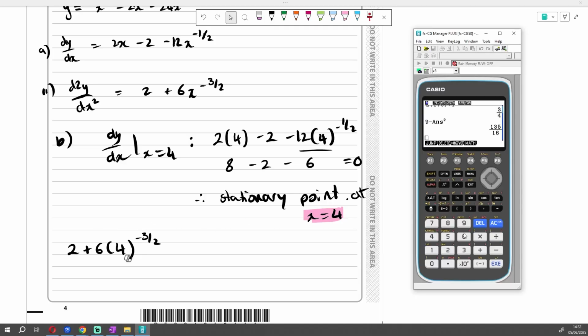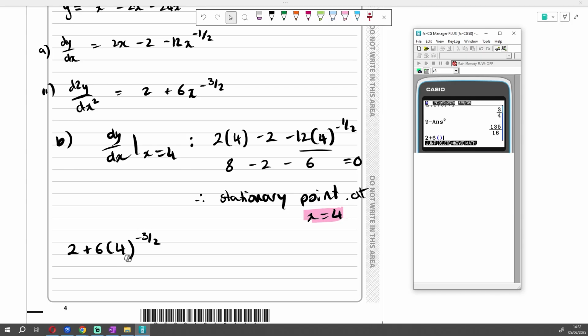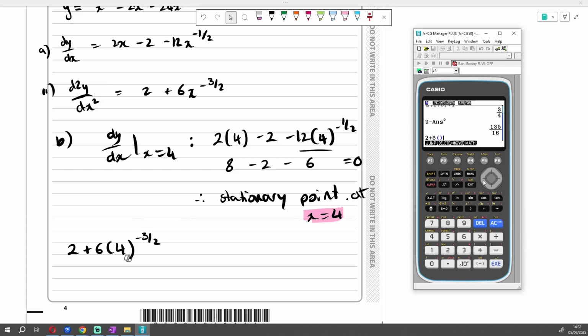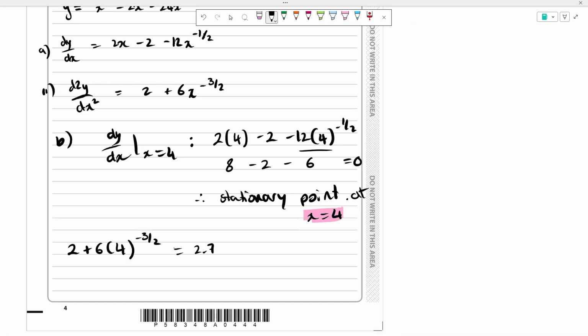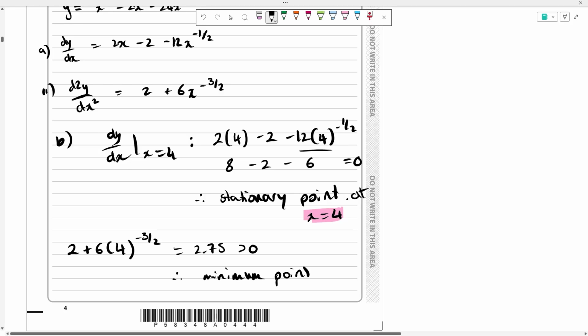I'm just going to put that into the calculator. And this gives us 4 to the minus 3 over 2, and this gives us 2.75, which you can see is bigger than 0. If it's bigger than 0, therefore it must be a minimum point.